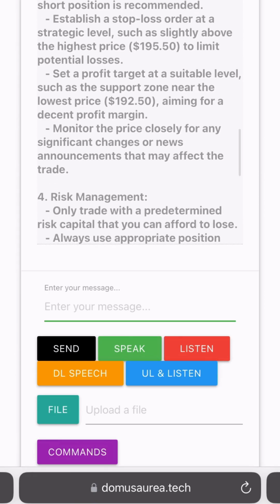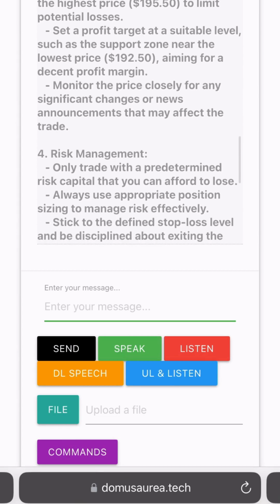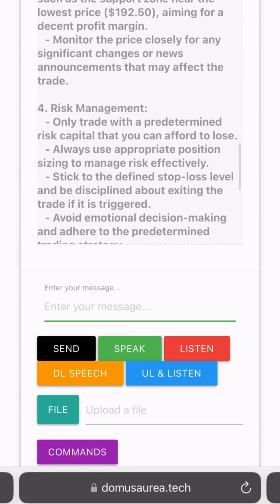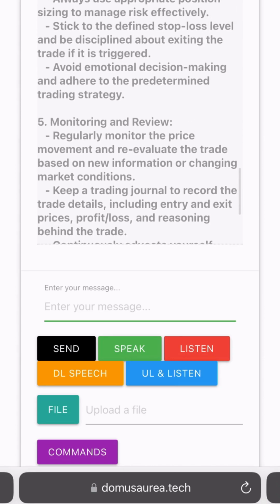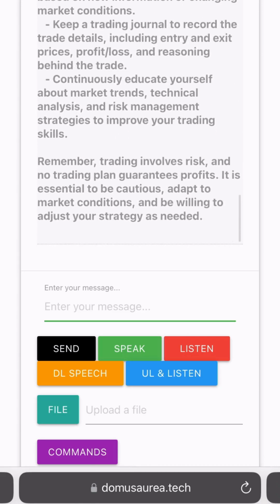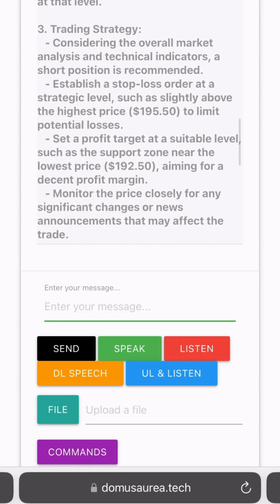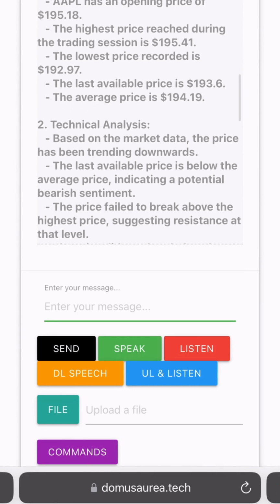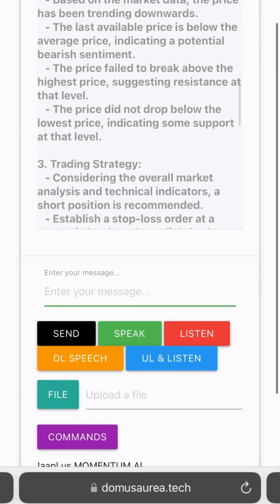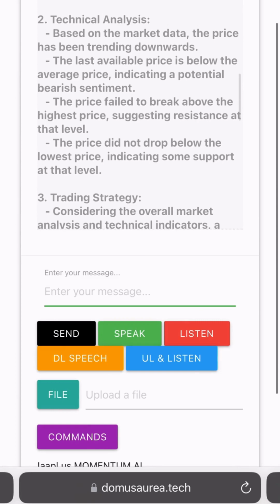Trading plan for AAPL, Apple Inc., date 22.12.2023. 1. Market analysis. AAPL has an opening price of $195.10. The highest price reached during the trading session is $195.41. The lowest price recorded is $192.97. The last available price is $193.06. The average price is $194.99.